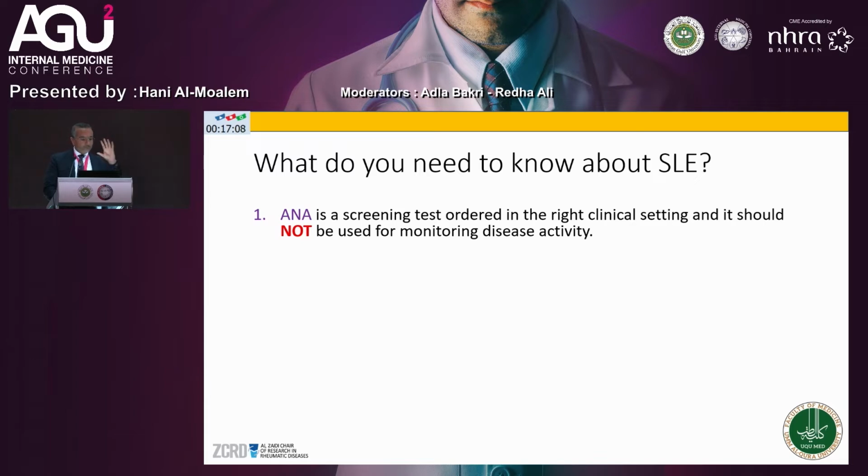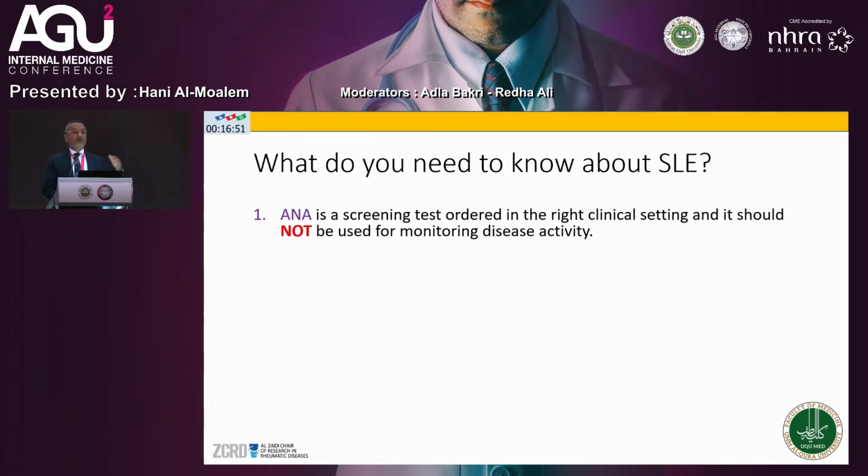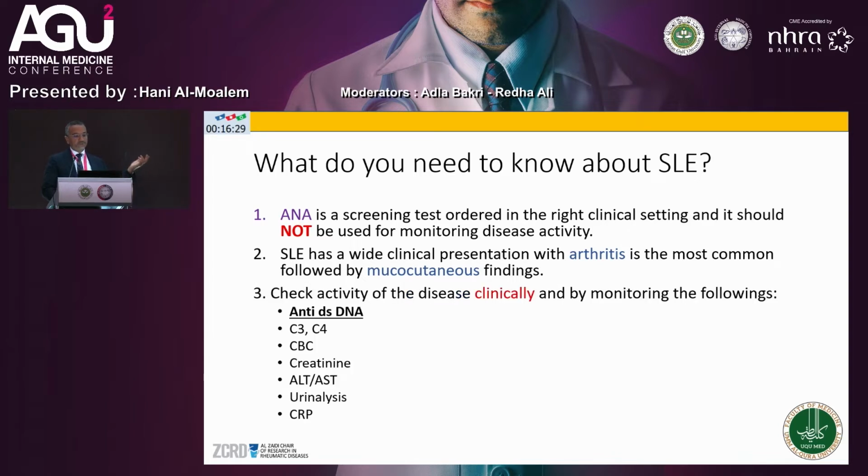Principle number one, or what you need to know about lupus. ANA is a screening test, should be ordered in the right clinical setting, and should not be used for monitoring. We've been seeing many patients, me and Prof. Sahar and colleagues in rheumatology, where doctors are doing ANA frequently. This is of no value. Number two, SLE has wide clinical presentations, with arthritis. We are rheumatologists, we are dealing with arthritis. Arthritis is the most common presentation for lupus, followed by mucocutaneous findings, so you should be aware of this. However, I'll be mentioning some rare presentations.